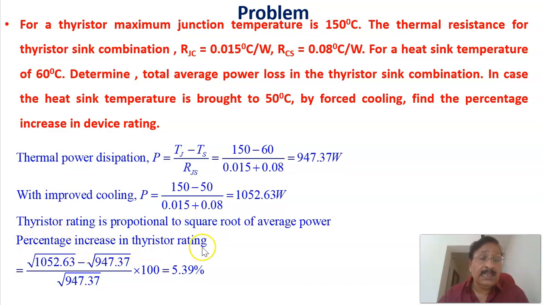The percentage increase in thyristor rating is equal to root of 1052.63 minus root of 947.37, divided by square root of 947.37, into 100, or 5.39 percent. That is the percentage increase in thyristor rating because of the forced cooling, in which the temperature has been reduced from 60 degree centigrade to 50 degree centigrade. Therefore, this much increase in rating can be obtained if you reduce the temperature by forced cooling.